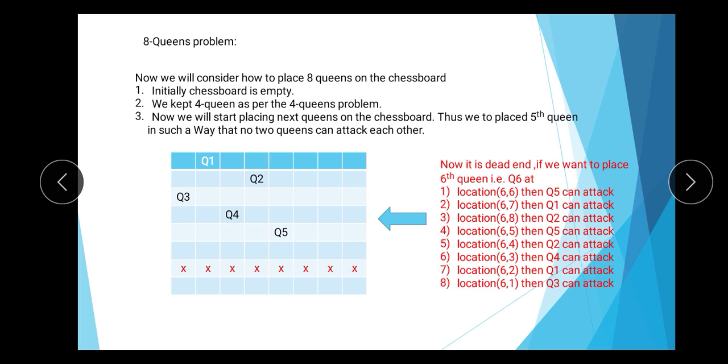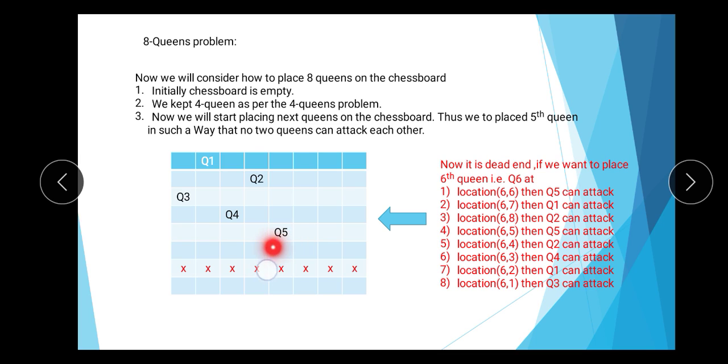We cannot place our sixth queen here because there is a direct attack by q3. We cannot place q6 here because there is a direct attack by q1. We cannot place here, direct attack by q4. We cannot place q6 here because there is a direct attack by q2.